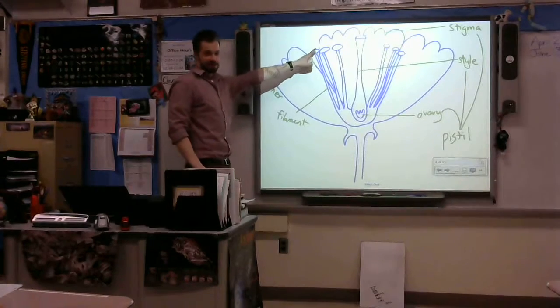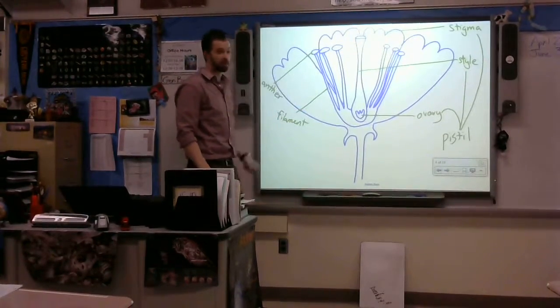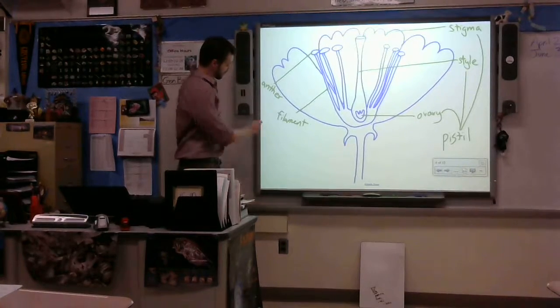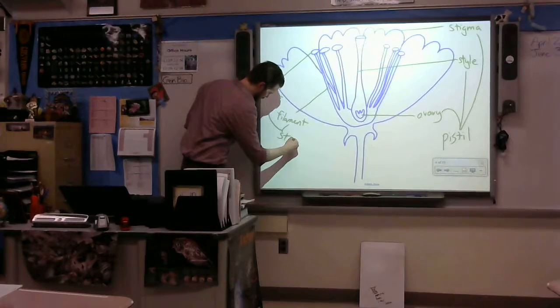The anther is the portion that has pollen. This is the male part. It is supported by a filament. Together, those are called the stamen.